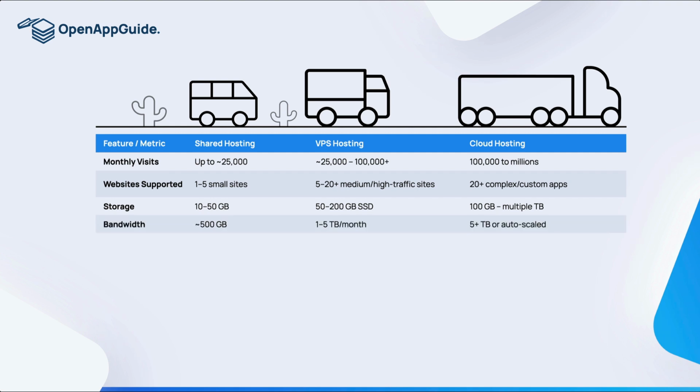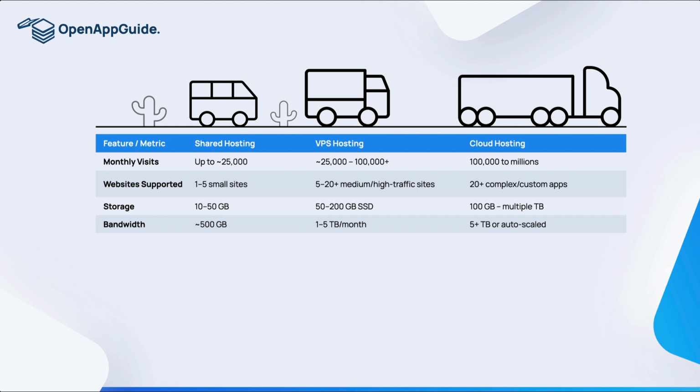So the next one is bandwidth, or the amount of data that is able to be transferred from your website to any of your users. So for shared hosting, that's around 500 gigabytes. Virtual private server, you're talking 1 to 5 terabytes. And cloud hosting, it's 5 plus terabytes, or they have the ability to auto scale that on demand.